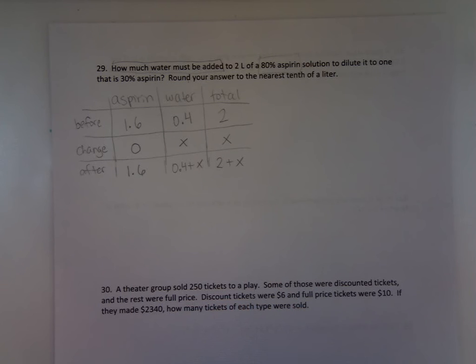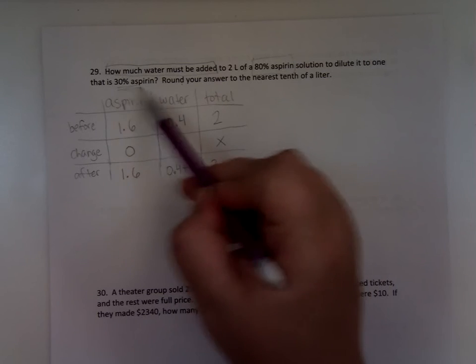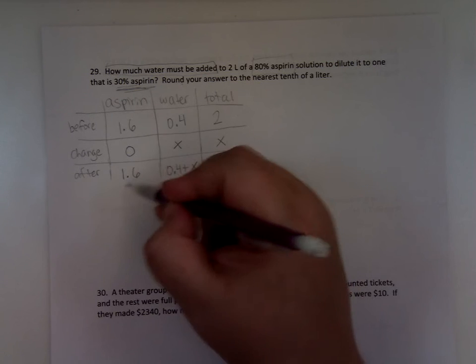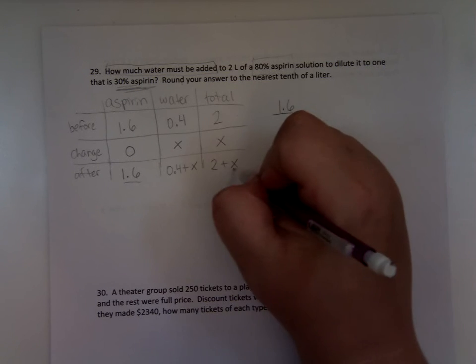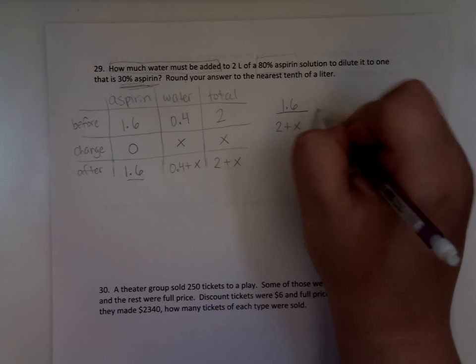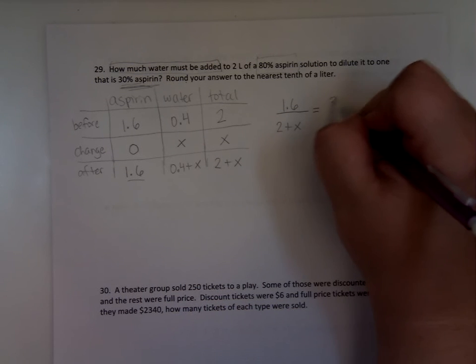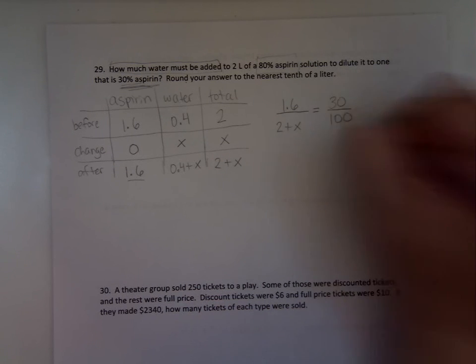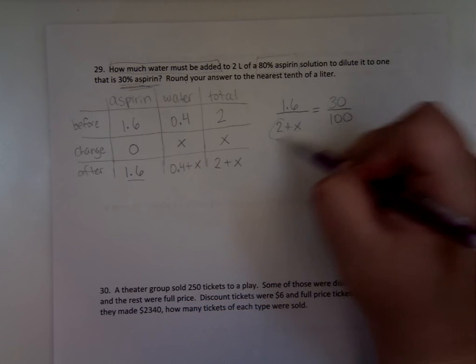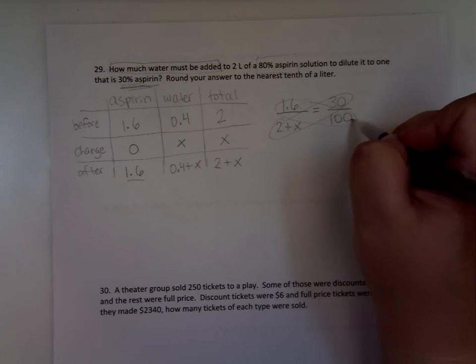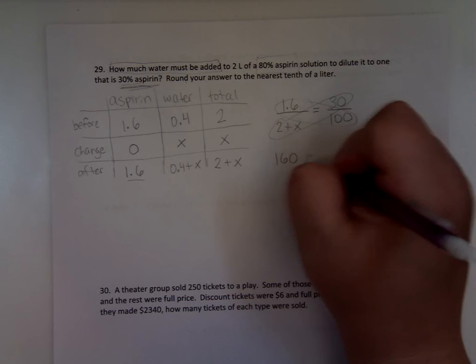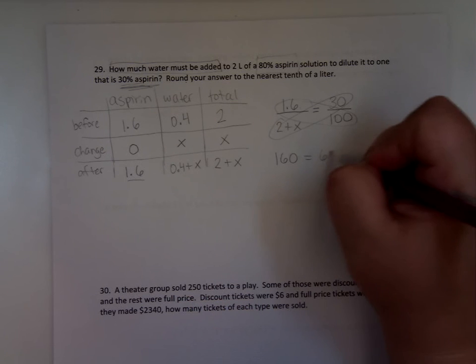Okay, so we want our new solution to be 30% aspirin. So the amount of aspirin, 1.6, over the total, 2 plus x, is 30%. So that's 30 over 100. And what we can do here is cross multiply and solve. So 1.6 times 100 is going to be 160. And this is going to be 60 plus 30x.